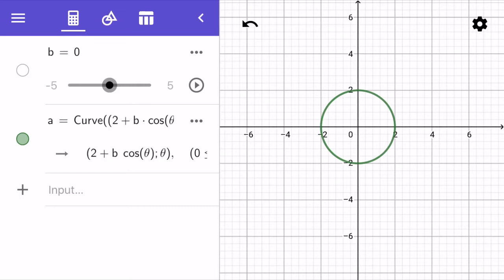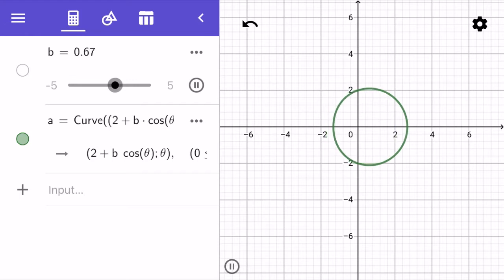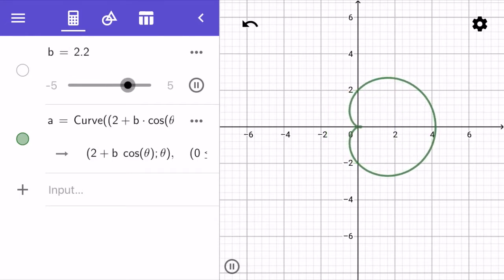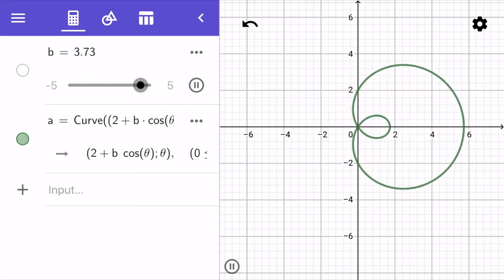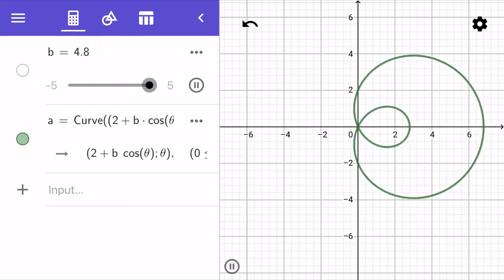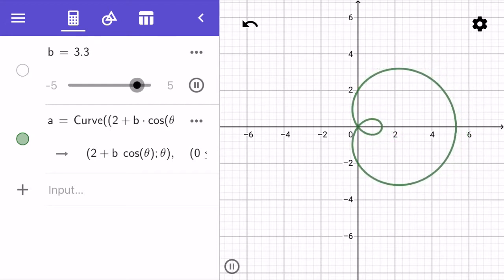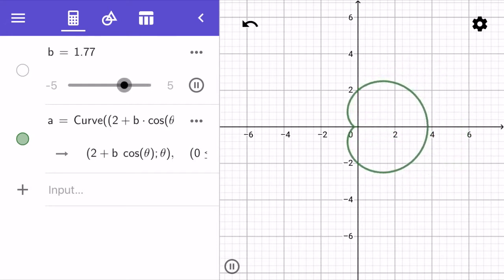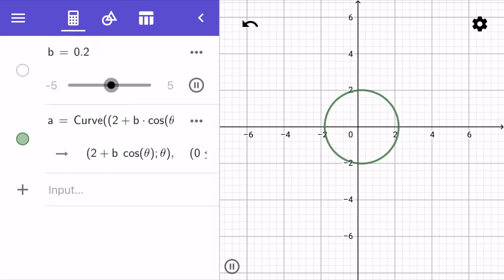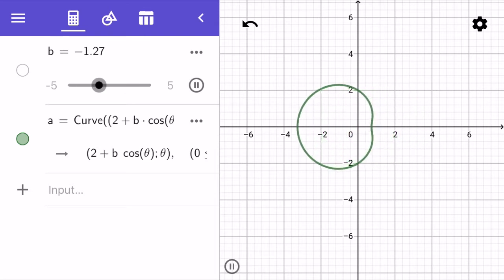So I'm going to hit play on this and we'll see what happens as the value of b changes from -5 to 5. You can see when b equals 2, we get that cardioid. As b gets larger, we get that limaçon. The larger b gets, the bigger that inner loop got. And then as b goes negative, we get the same thing on the left side of the y-axis.